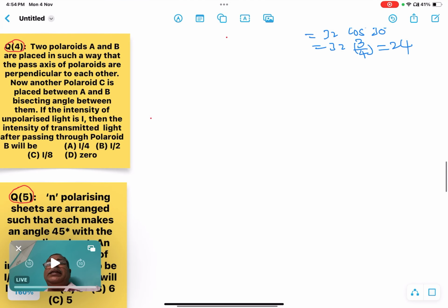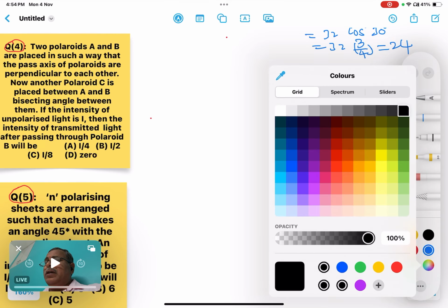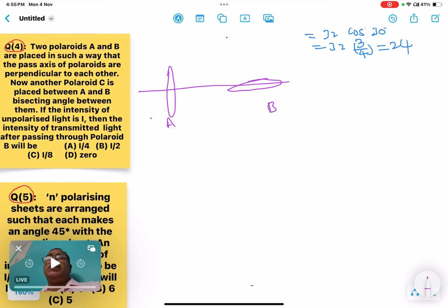Two Polaroid sheets A and B are placed in such a way that the pass axes of the Polaroids are perpendicular to each other. The first Polaroid sheet I am representing with pink, and the second Polaroid sheet is perpendicular like this. So this is A and this is B, and B is perpendicular to A.